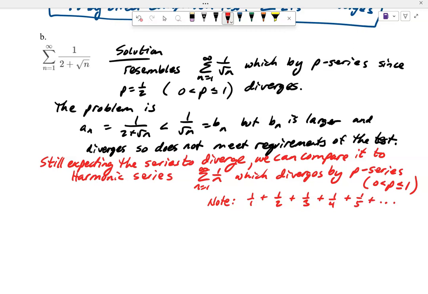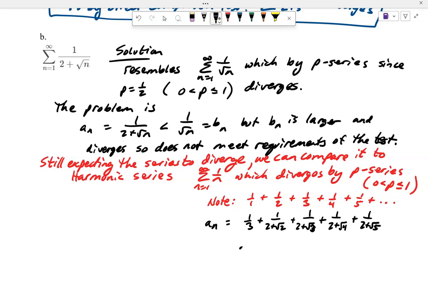right? Now our original a sub n, if I was writing that out, I'd have 1 over 2 plus root 1, and I'd have 1 over 2 plus the square root of 2. And then I'd have 1 over 2 plus square root of 3. 1 over 2 plus the square root of 4. And so on.